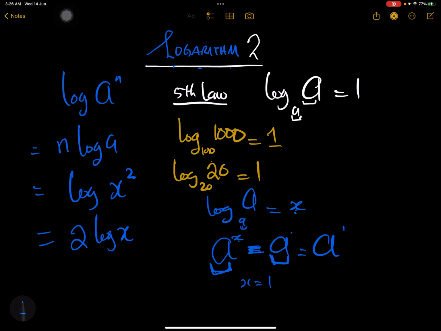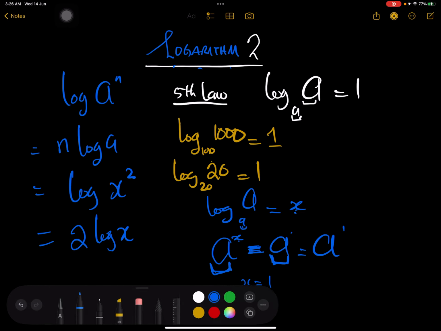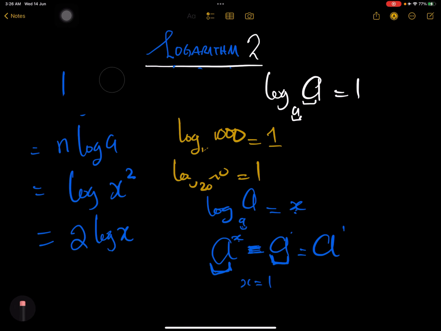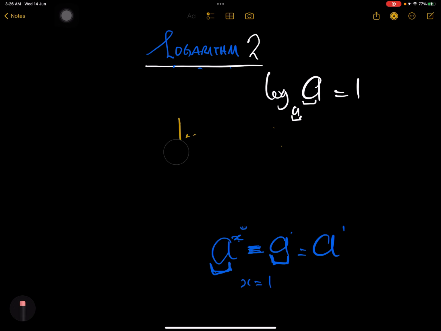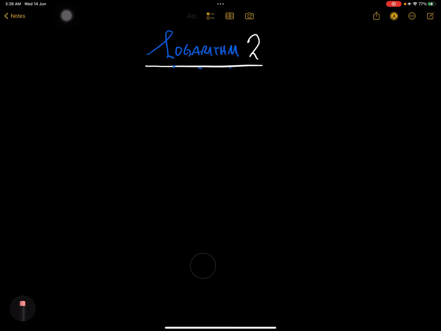So that's the fifth law. I think we should do the last one and then we end. I'm going to take us through the change of base. Let's say you have a certain base in a log and you want to change it to another base. Okay, I think we'll end here. I'll do that in a separate video.